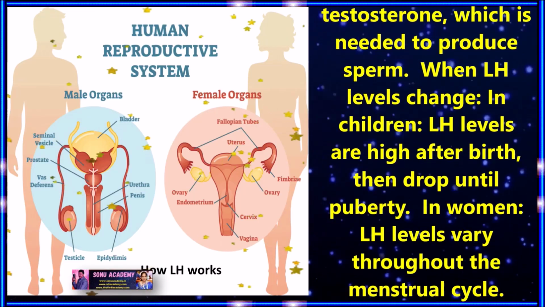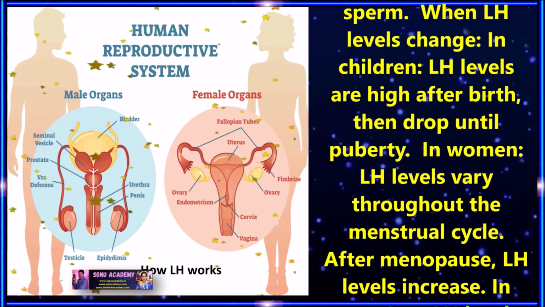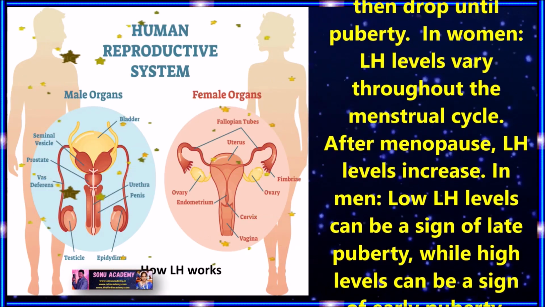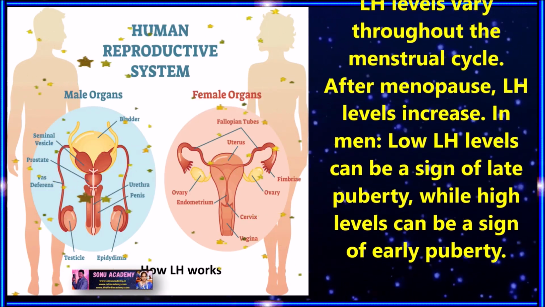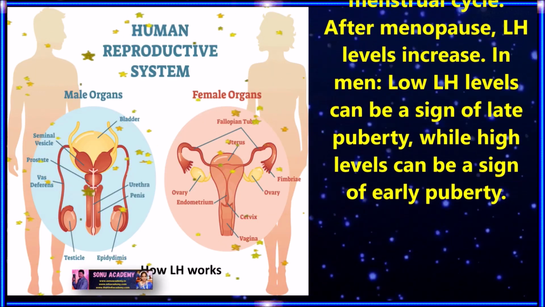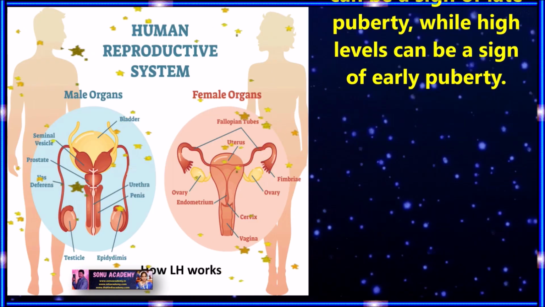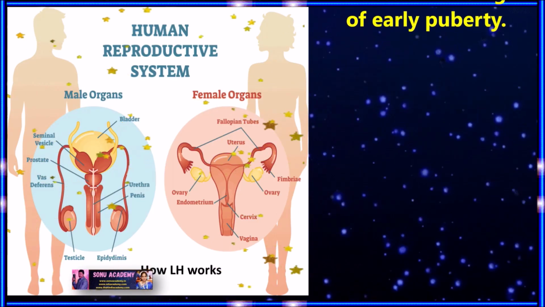In children, LH levels are high after birth, then drop until puberty. In women, LH levels vary throughout the menstruation cycle. After menopause, LH levels increase. In men, low LH levels can be a sign of late puberty, while high levels can be a sign of earlier puberty.